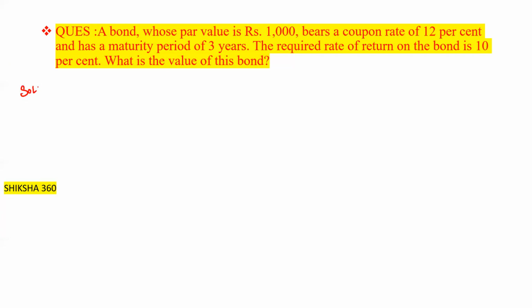Now let's start. First year, the face value we know is 1000 rupees. The coupon rate is 12%, so for the first year we will get 120 rupees as coupon. The formula generally used here, I will write first: present value is equal to C upon (1 plus R) power 1. This is for the first year.